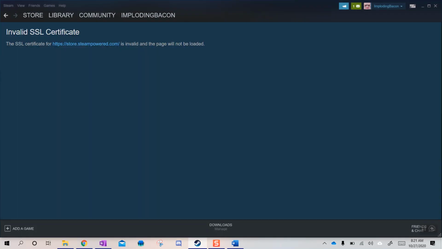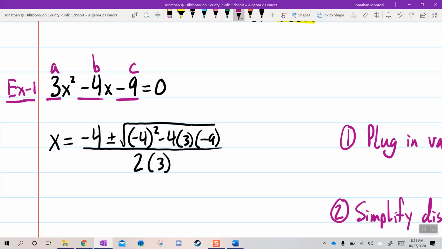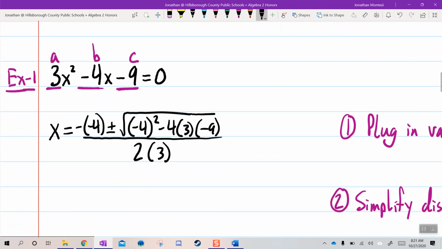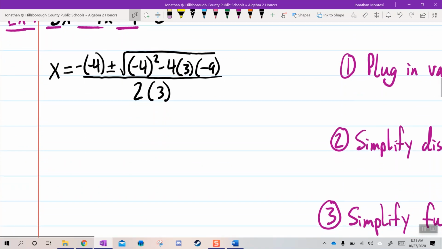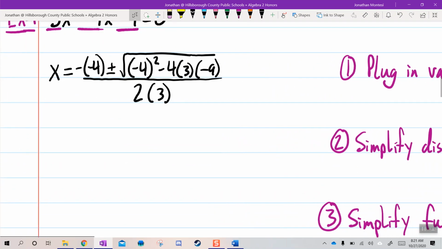So I actually need to fix this. Negative 4. And I'm actually glad I made that mistake so I can point that out to you. The first step is negative b. So if b is already negative, well, guess what? That b is going to become positive. Step 2, simplify the discriminant.